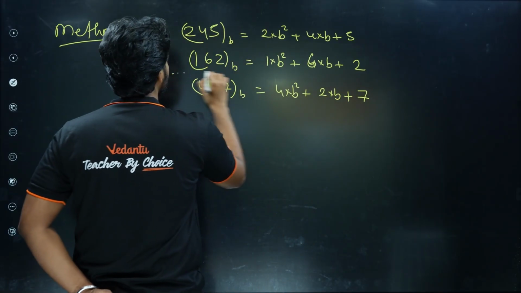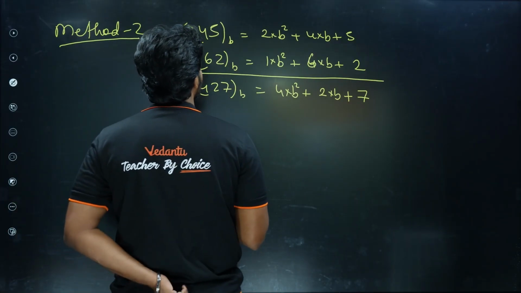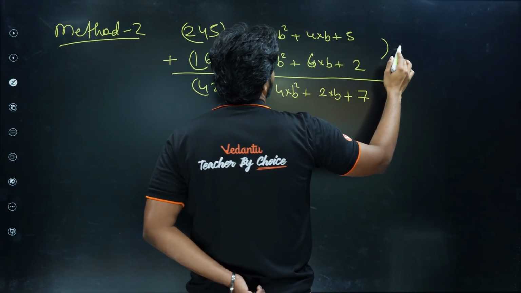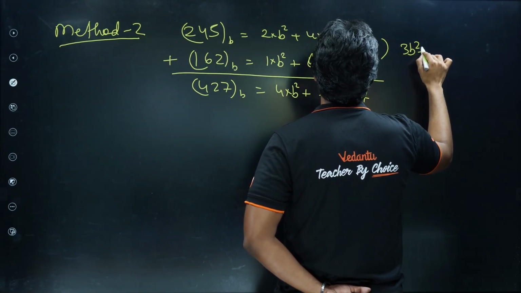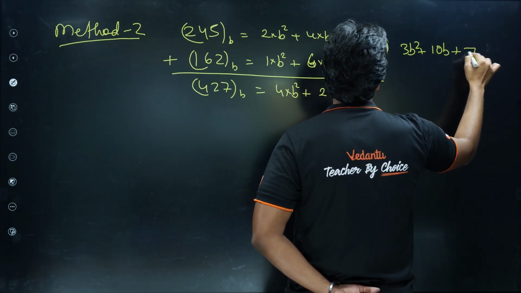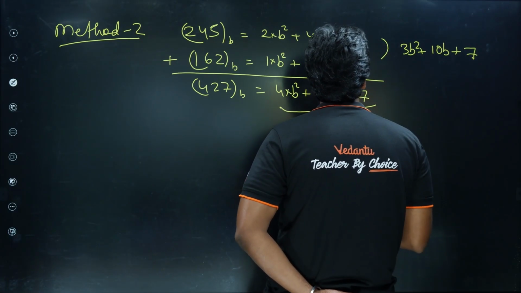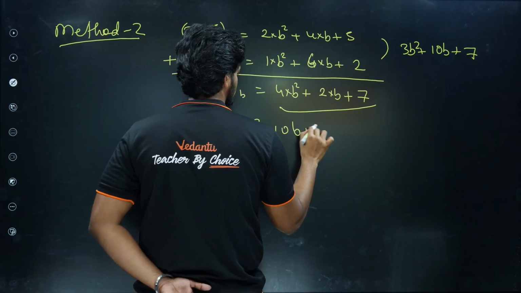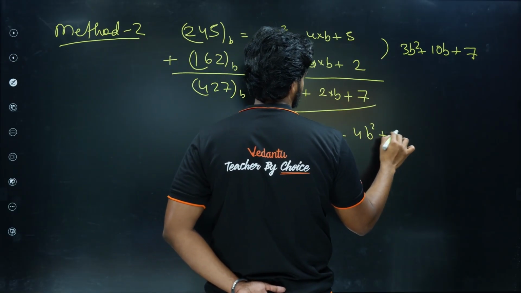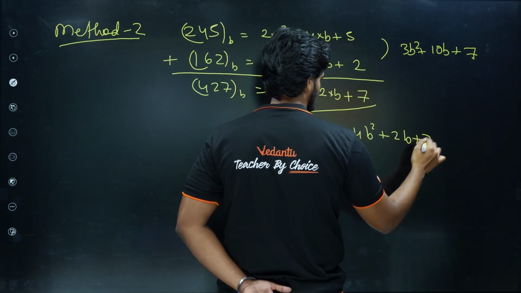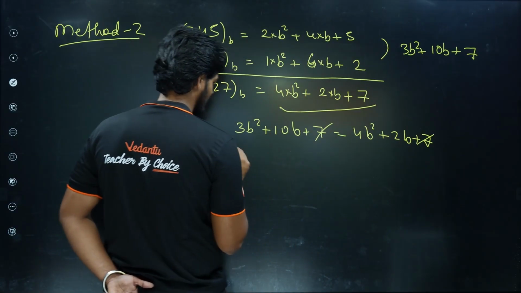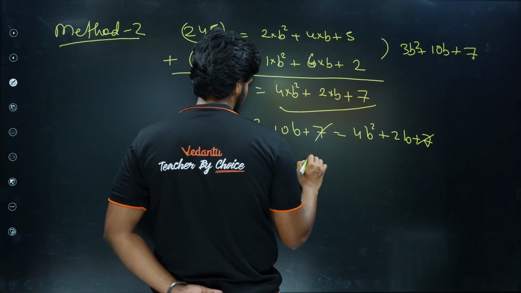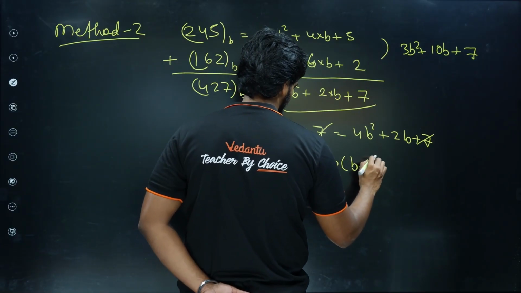Now you see that adding those two should give this. So let me add these two, taking the coefficient of b square. Adding these two gives 3b square plus 10b plus 7. This should be equal to 4b square plus 2b plus 7. The 7 gets cancelled and I can take these two there. So b square minus 8b equals 0, and that implies b into b minus 8 is 0.